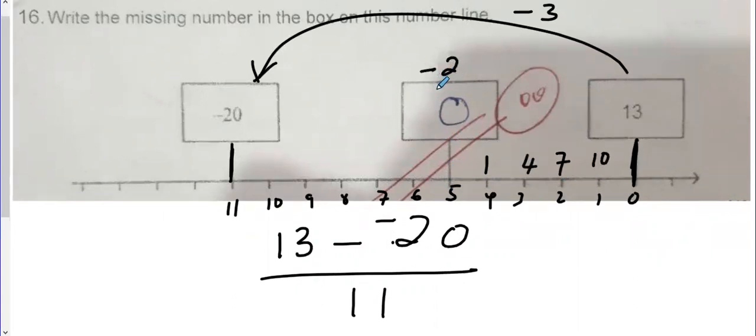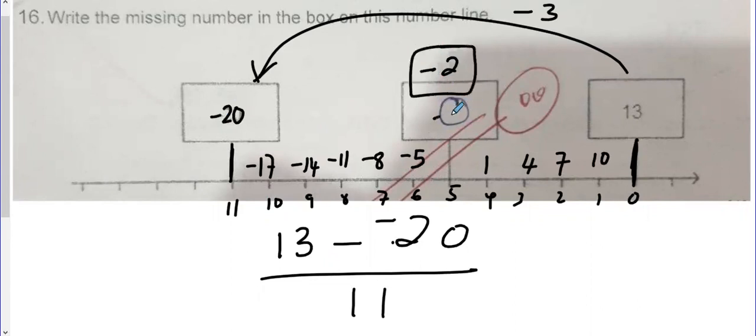Keep going. Subtract 3, this will be -5. Subtract 3, this will be -8. Subtract 3, this will be -11. Subtract 3, this will be -14. Subtract 3, this will be -17. Subtract 3, this will be -20. So the missing number here will be -2 and not 0. The missing number will be -2.